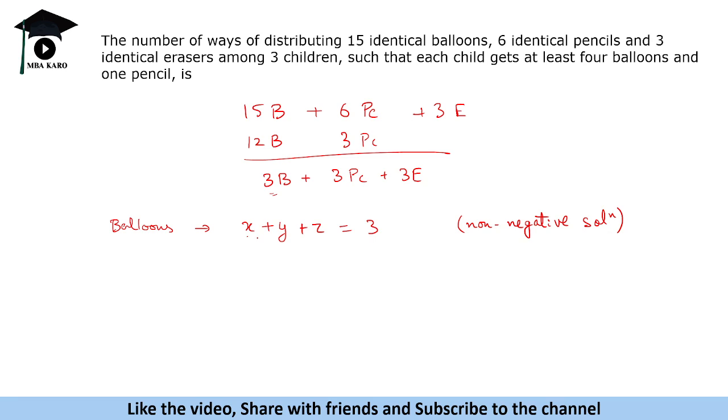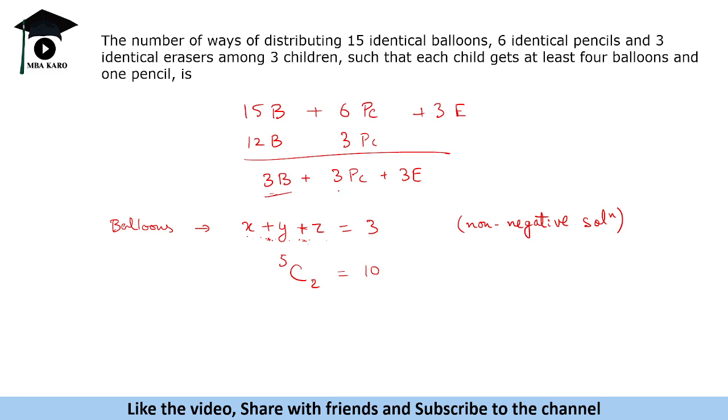Now, how do we find non-negative solutions? If we are given an equation like this, we count the number of plus symbols. We have two plus symbols, so two partitions. We add 2 to the number 3, giving 5, so it is 5c2. So we can distribute the 3 balloons in 10 ways.